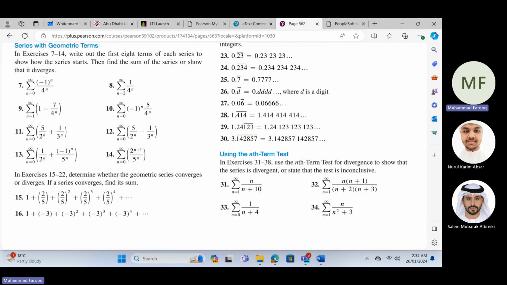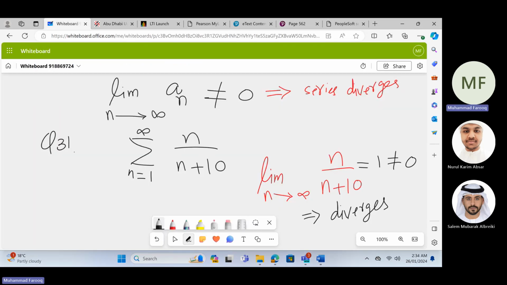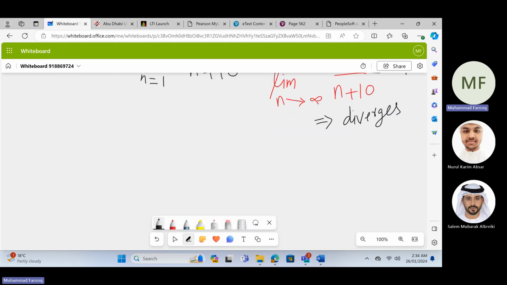Let's take question number 34: sigma n divided by n square plus 3, from 1 to infinity. Before you apply the limit, first multiply, then you can get the answer. A series is given to us, and we have to check whether it converges or diverges by using the divergence test.